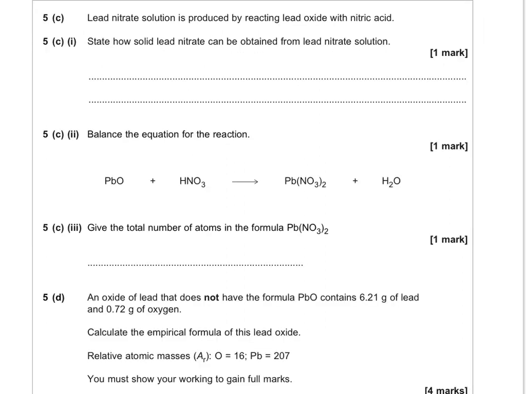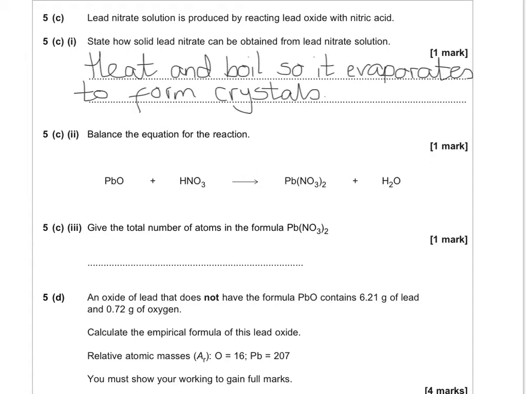Question 5c. Lead nitrate solution is produced by reacting lead oxide with nitric acid. State how solid lead nitrate can be obtained from lead nitrate solution. So here you have to talk about how you heat it up and boil it, and then it will evaporate and form crystals. The next question, question 5c, is asking you to balance the equation for the reaction.